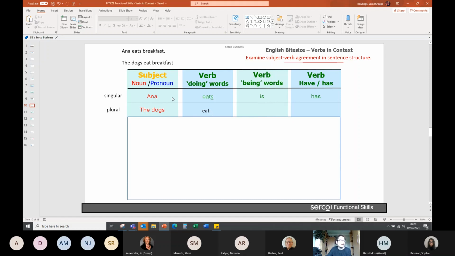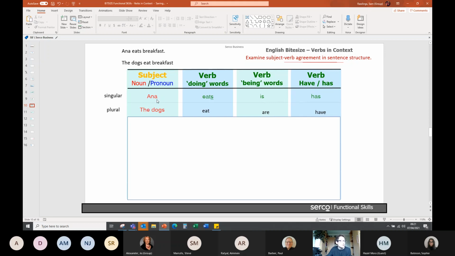So that's, again, quite a subtle thing, something you do quite naturally when you write, but it is a good thing to look out for, because it's a mistake that a lot of people make quite easily when they're writing if they're not concentrating. It also affects the verb to be. You can see Anna is, or we would say the dogs are. It also affects have and has. So Anna has and the dogs have. So the verb you use depends a lot on the subject you use.